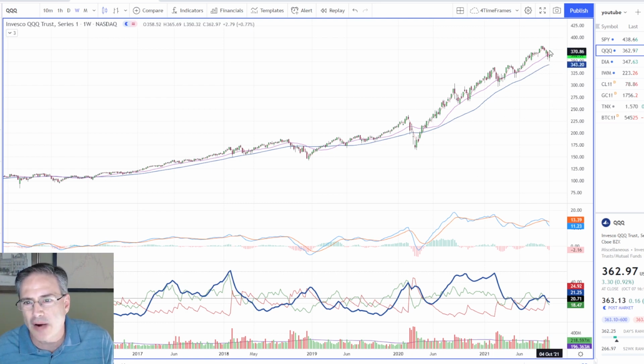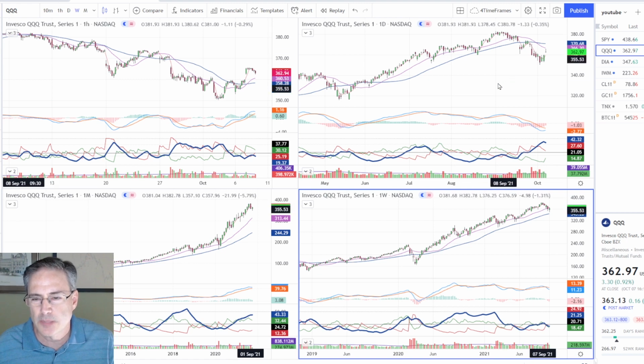And I think our best case scenario in both of these indexes is sort of a sideways consolidation pattern, is what I would be expecting if this is really stabilizing right now.